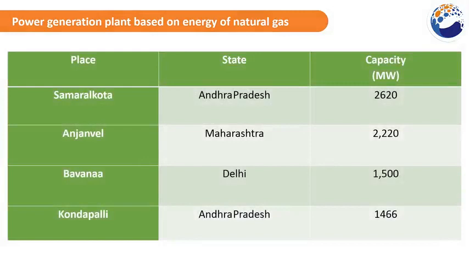Samalkot in Andhra Pradesh has a generating capacity of 2620 megawatt of electrical energy. Anjanwel in Maharashtra has a generating capacity of 2220 megawatt of electrical energy. Bawana in Delhi has a generating capacity of 1500 megawatt of electrical energy. Kondapalli in Andhra Pradesh has a generating capacity of 1466 megawatt of electrical energy.